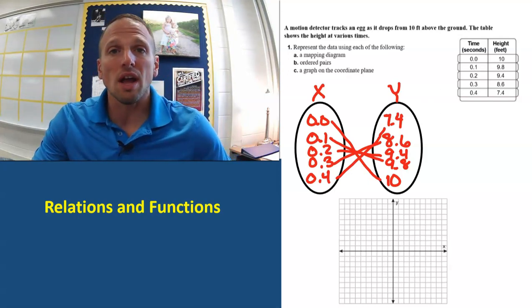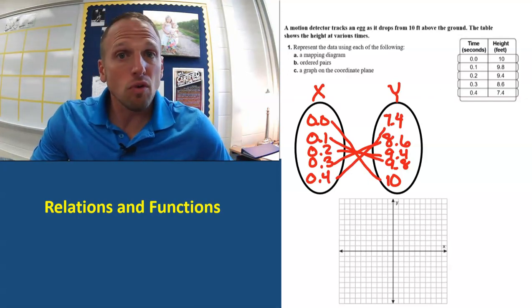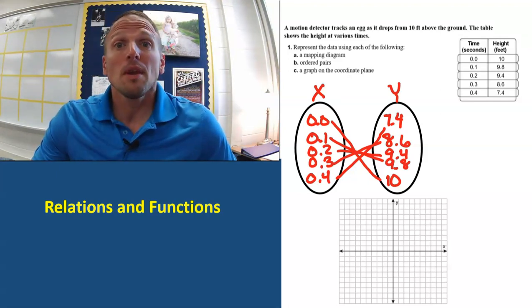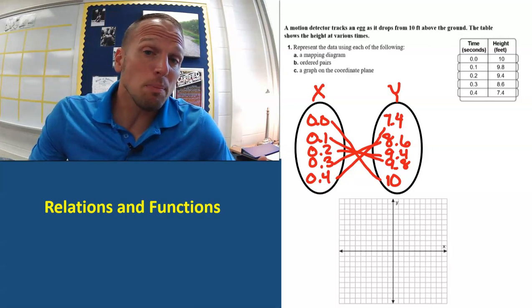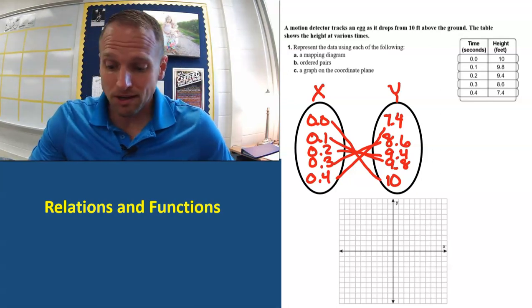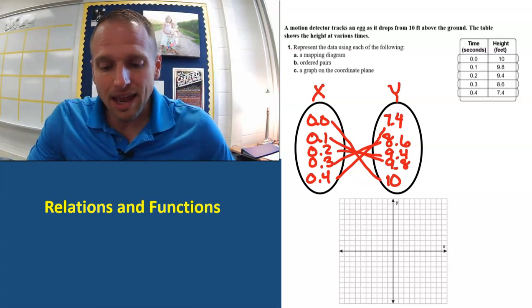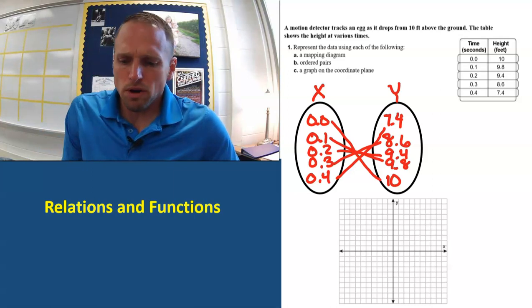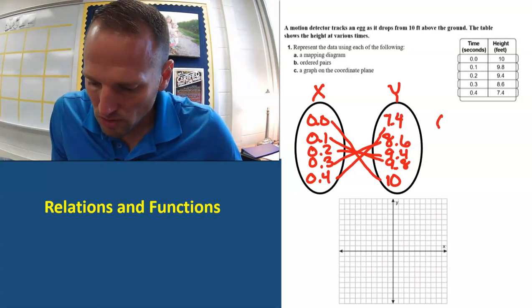So we're just going to draw a line from the X value to the Y value, from the input to the output, from the independent variable to the dependent variable. So that is a mapping. That's how you do that. Pretty easy stuff. The second thing is ordered pairs. Well, ordered pairs, we know how to do these. We've been doing these for a long time.